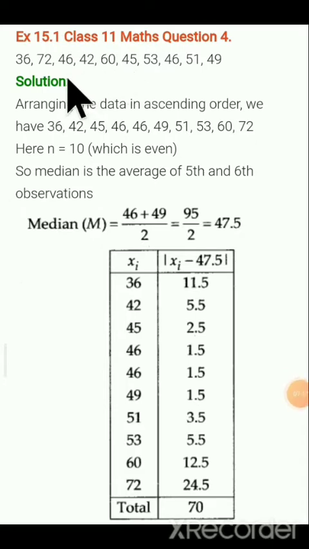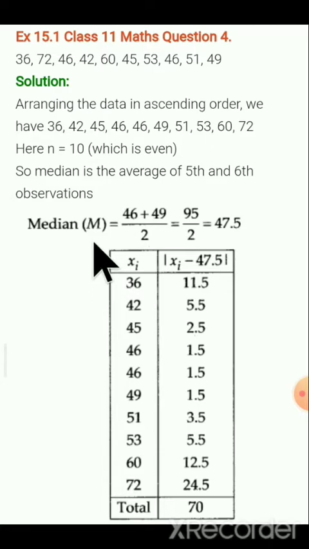Next question, 36, 72, 46, 42, 60, 45, 53, 46, 51, 49. Here also we have to find the value of mean deviation about median. So count the total number of observations, that is 1, 2, 3, 4, 5, 6, 7, 8, 9, 10. So total number of observations are 10. So this is even.